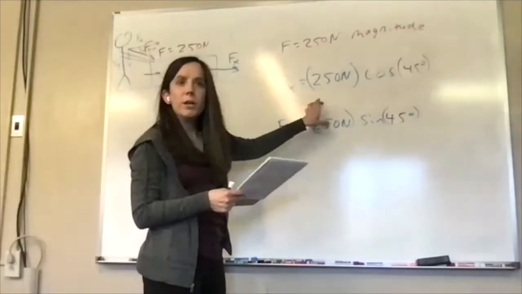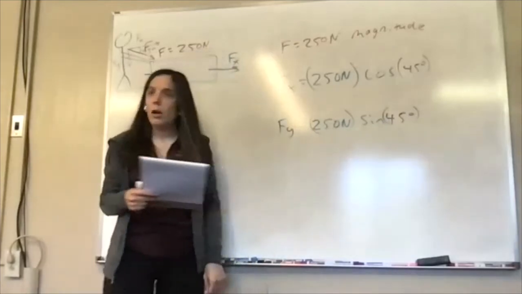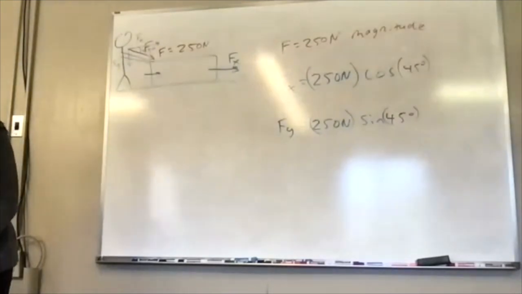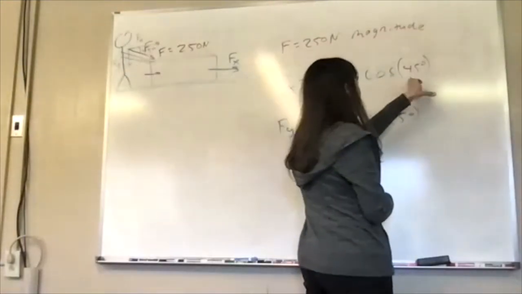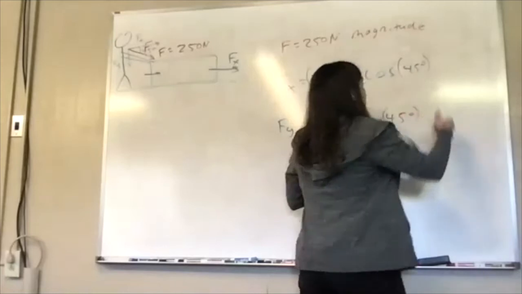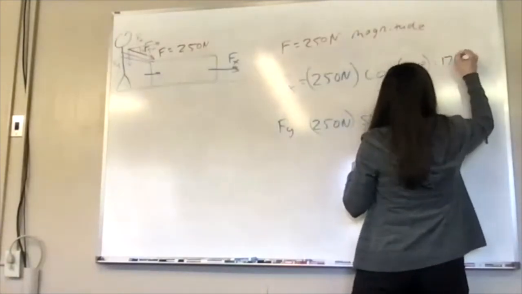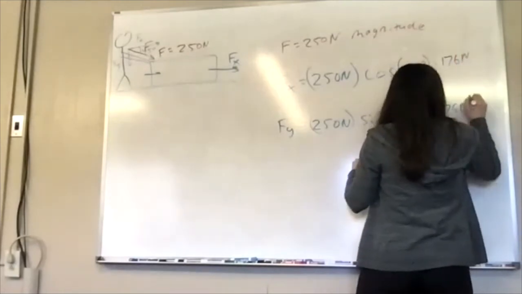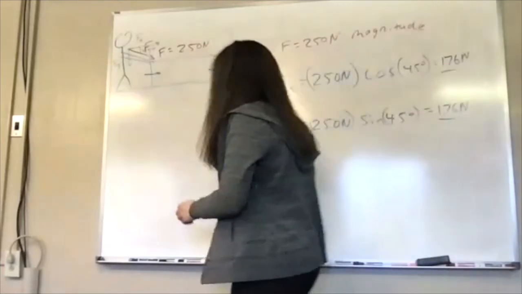Can somebody find those for me really fast? 250 times cosine of 45. Be sure, again, that you're using degrees for physics, not radians. 176. Okay. And what's nice about 45 degrees is that once you get one, you get the other one. They're both the same, so 176 would be the number for both x and y. So that's how much force is being applied in each dimension.